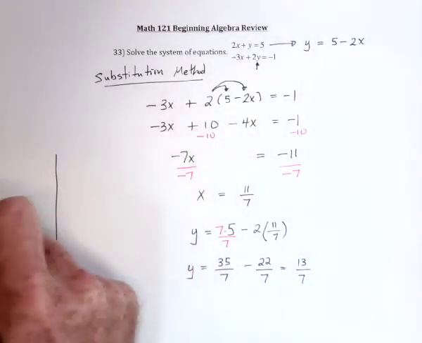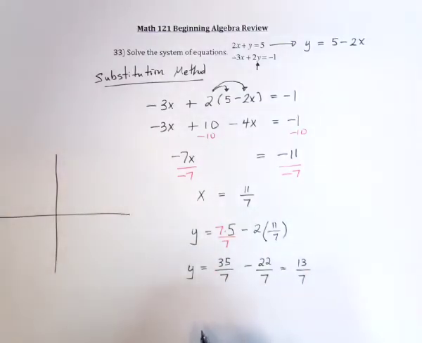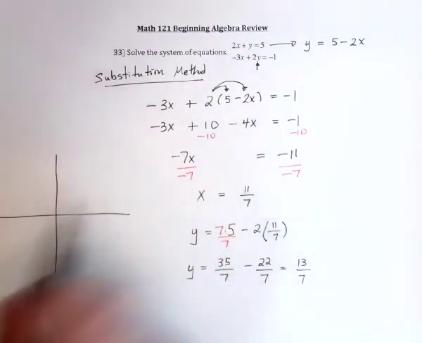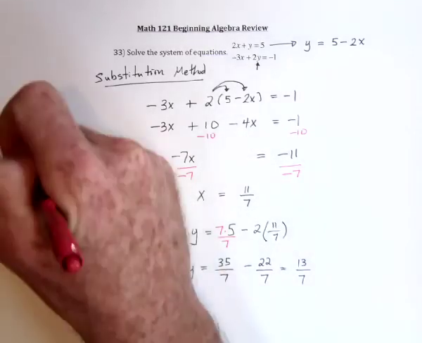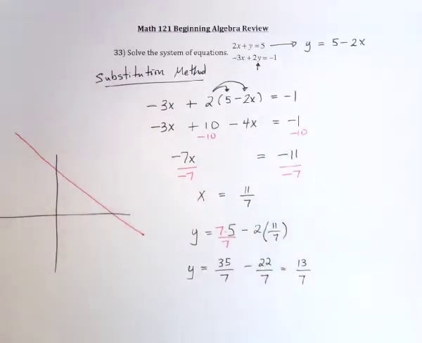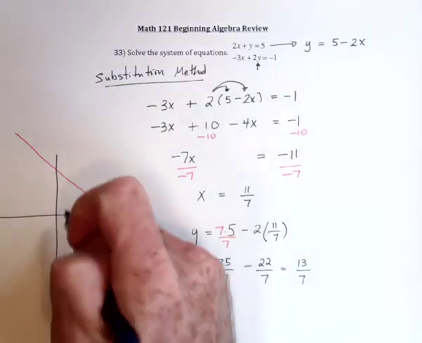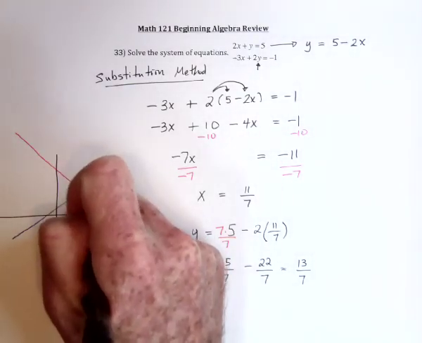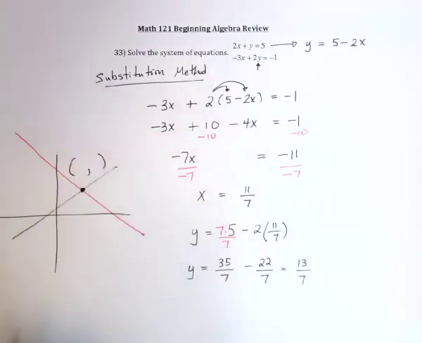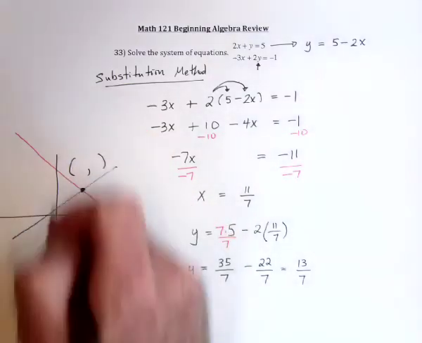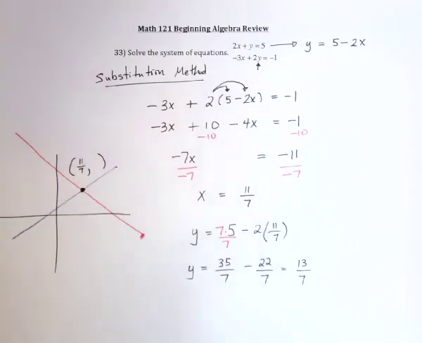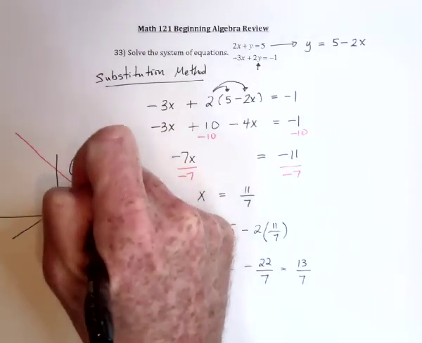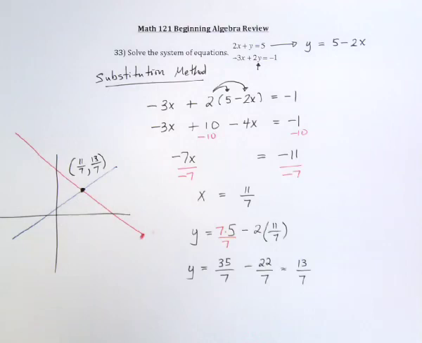The idea behind this is that these are two lines. So one line could be going down like this. And then the other line, perhaps the blue one, is going up like this. And then we just found out where those two lines cross. And so you need to write that as a point where x is 11 over 7 and y is 13 over 7. Artwork complete.